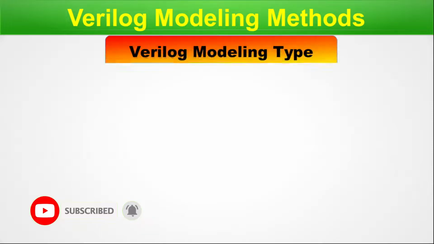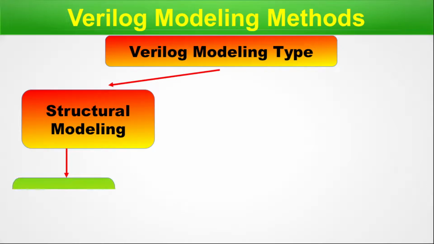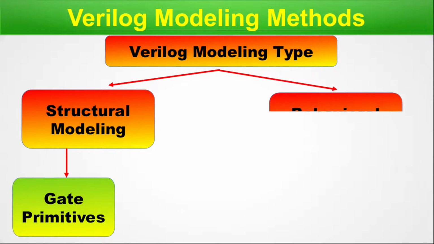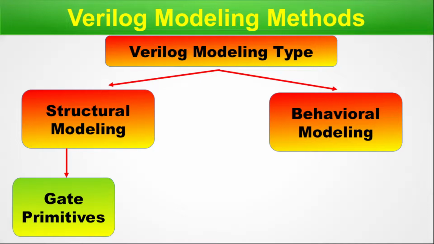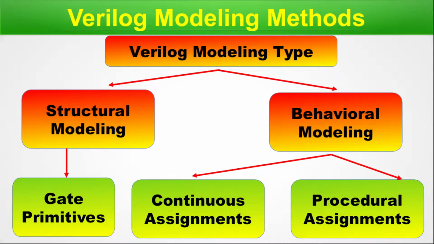Verilog modeling methods. We can divide the different modeling methods in Verilog into two major types. The first one is the structural modeling, which is done using the gate primitives, and the behavioral modeling, which is done in two different ways. The first one is the continuous assignment. We use continuous assignments to do the data flow modeling, and the procedural assignments. This is another way where we use the if, else, etc. different things and all these blocks in the procedural assignments. In today's episode, we will talk about the continuous assignments, how we do the data flow modeling using the continuous assignments. This is a brief overview of the Verilog methods.